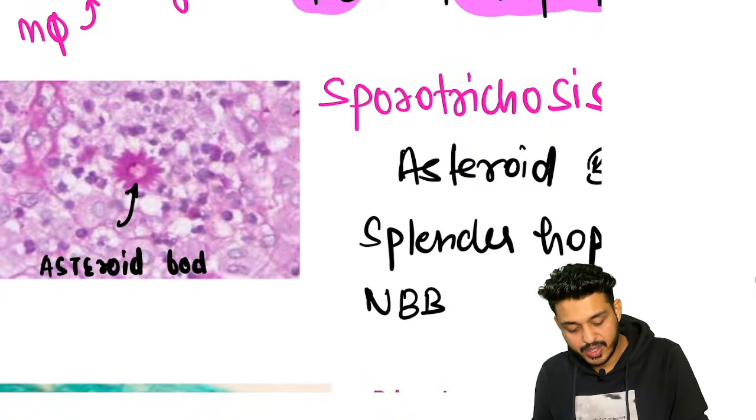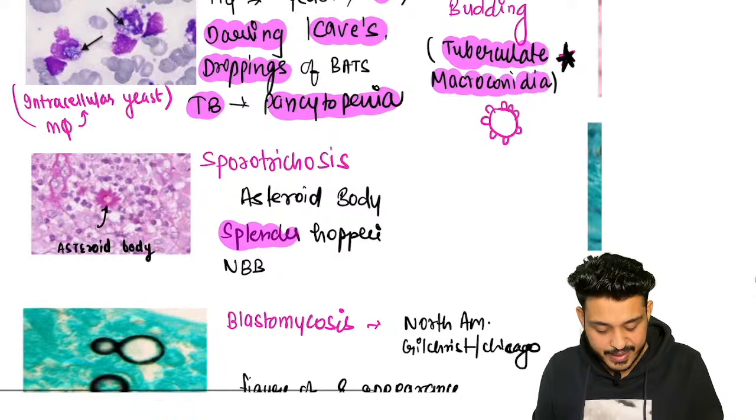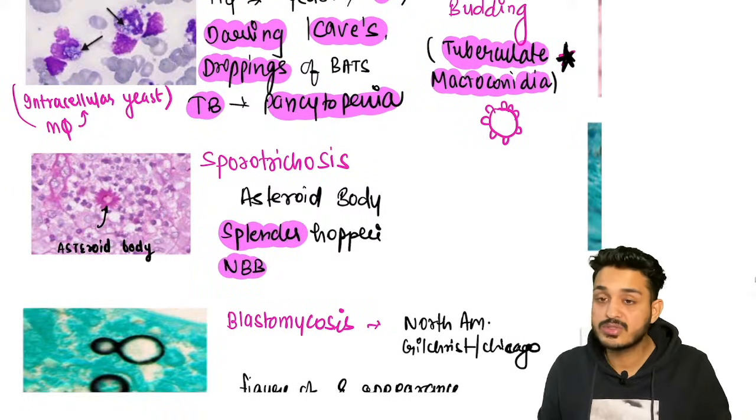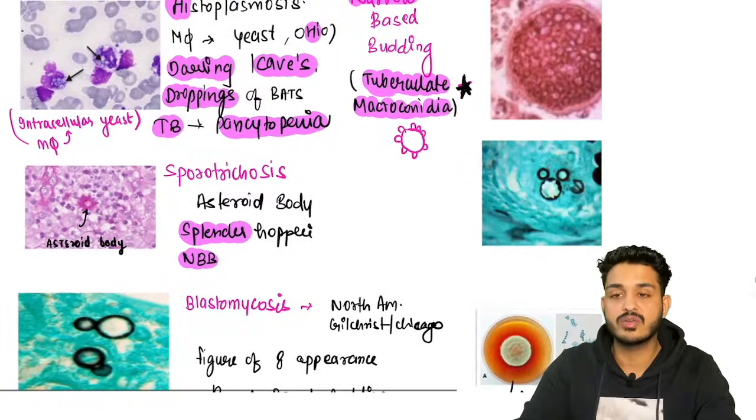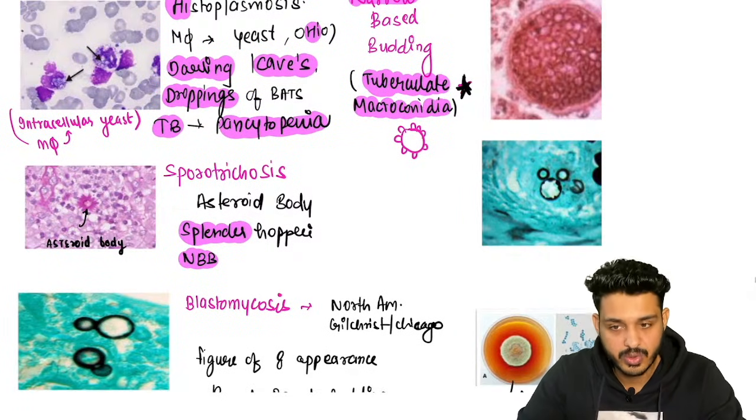And this asteroid body is going to be there, and some phenomenon is going to be there. That phenomenon is going to be what? Splendore-Hoeppli phenomenon. Remember, this is also narrow based budding, right? This is sporotrichosis, also known as Rose Gardener's disease, Valentine disease, right? This is going to be sporotrichosis.